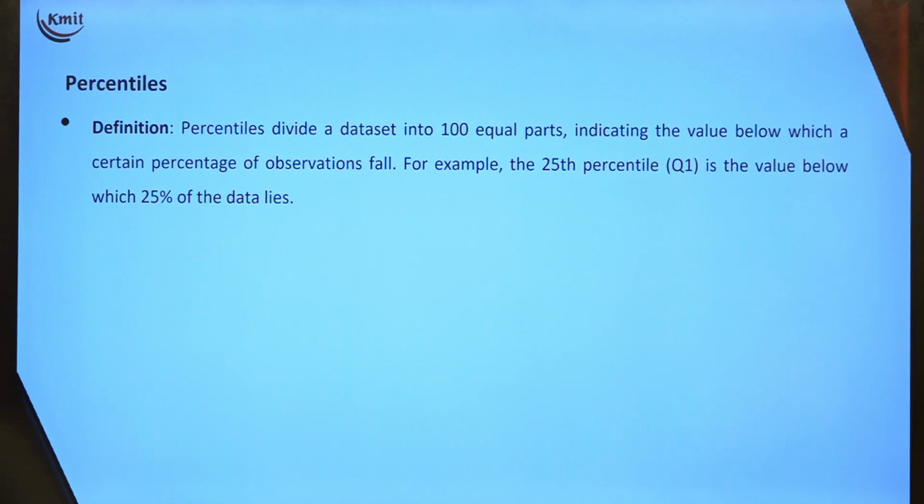Now let's talk about other terminology associated with central tendency and variability in statistics. First we'll discuss percentile. Percentiles divide the entire data set into 100 equal parts, indicating the value below which a certain percentage of observations fall. For example, you can define the 20th percentile of the data set, or the 50th percentile, or the 75th percentile.